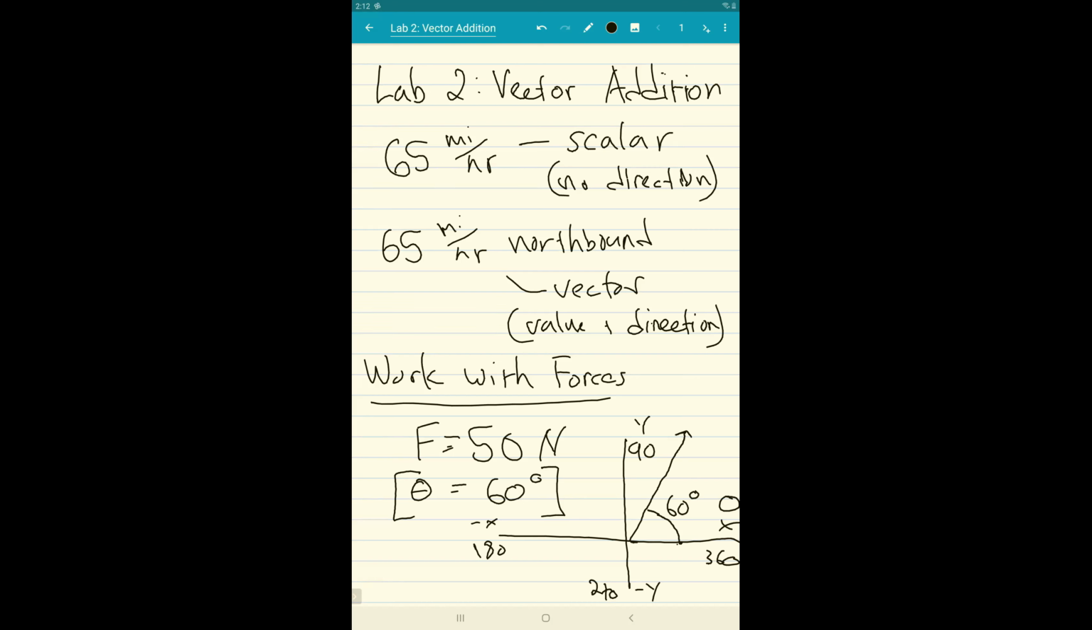If I told you 135, that would be over here in this next quadrant. It's like 45 degrees in this quadrant, right? But the 135 we measured right there, all the way back to 0.